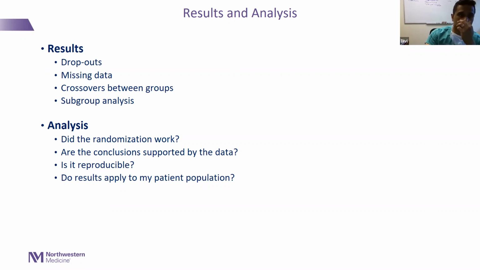Crossovers between groups and then subgroup analysis are important and should be done. We need to make sure that they're in the study. And then finally, analyzing it, did the randomization work? So this is more in the discussion aspect of the study, or just outside of it. And are the conclusions supported by the data? Is the study reproducible? And do these results actually apply to a clinical patient population? Again, if we talk about the patients, criteria that are too narrow may not be applicable.